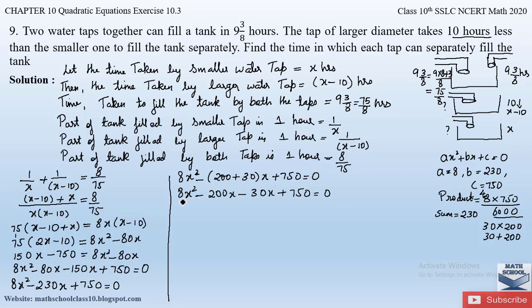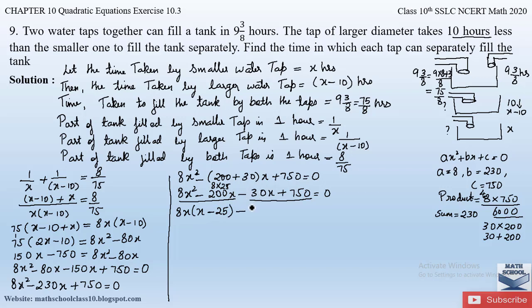Now let us take common between these two terms and these two terms. Let us take 8x common here. If we take 8x outside, what will be left behind? x minus 8. How many times 200? 8 into 25 times you get 200. So if you take 8 outside, you will be left with 25. Since the minus sign is here, we'll take minus.